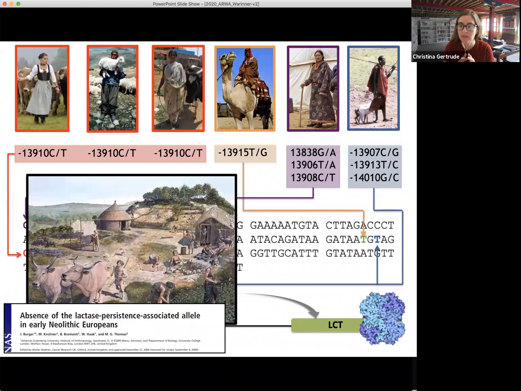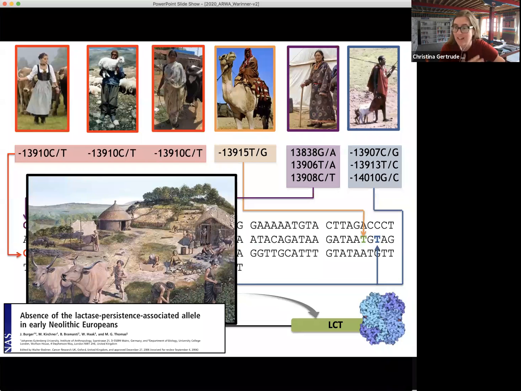The problem, however, came with this really bombshell paper published in 2007 by Joachim Burger and colleagues, where they performed genetic analysis on these early Neolithic farmers in Europe and showed none of them have these mutations. In fact, they all would have lost the ability to produce lactase as adults. And subsequent work since then over the past decade has confirmed this over and over and over again.